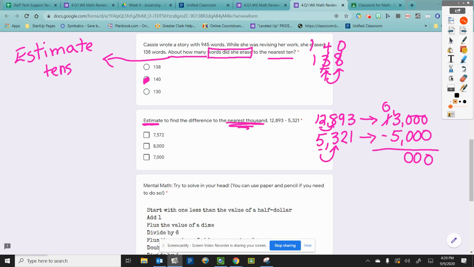And I know that 13 take away 5 is 8, and my answer is 8,000. So hopefully you got that. Okay, we did 2 more problems, and then we're done for the day.